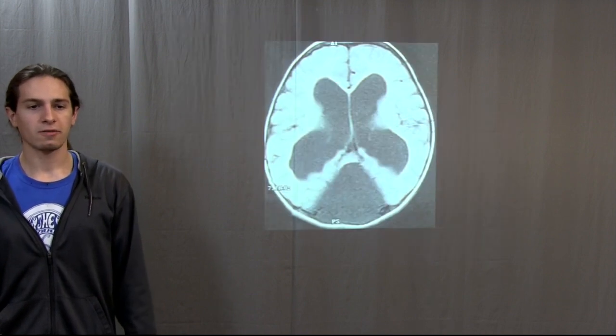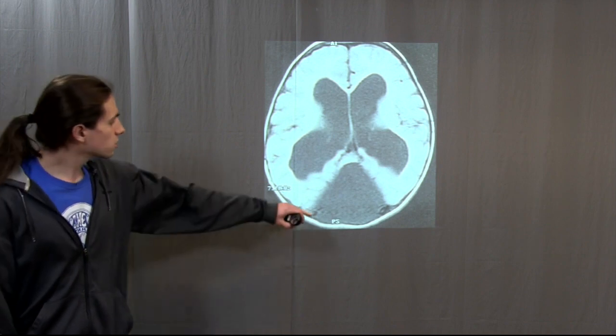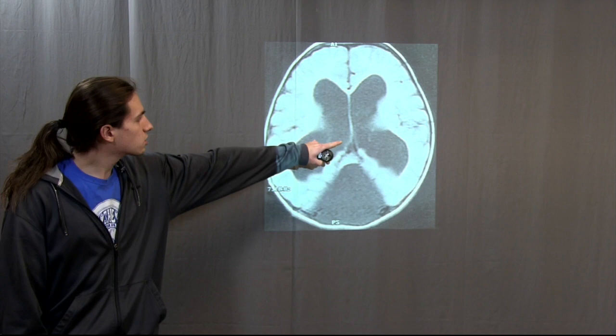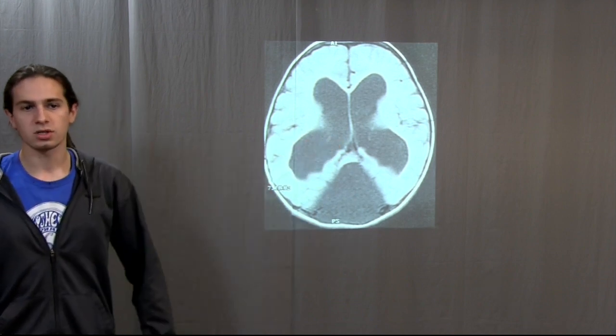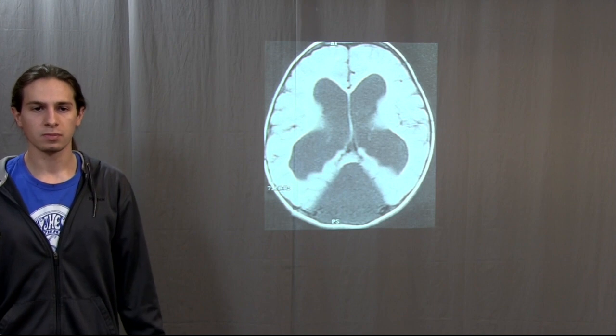This last image I have here just represents more hydrocephalus in the brain. This is still representing the cyst in the posterior fossa. However, these are the two lateral ventricles. As you can see, they too are being filled with cerebrospinal fluid.